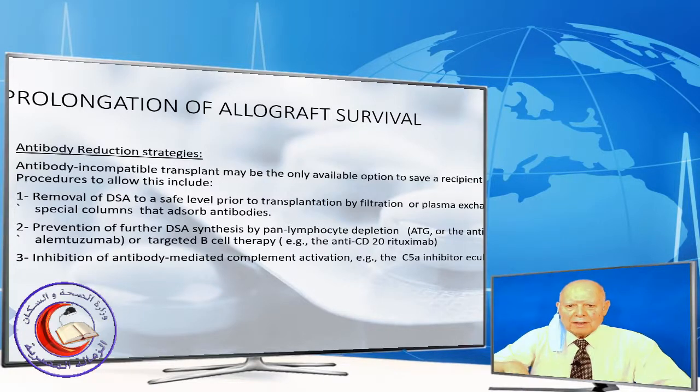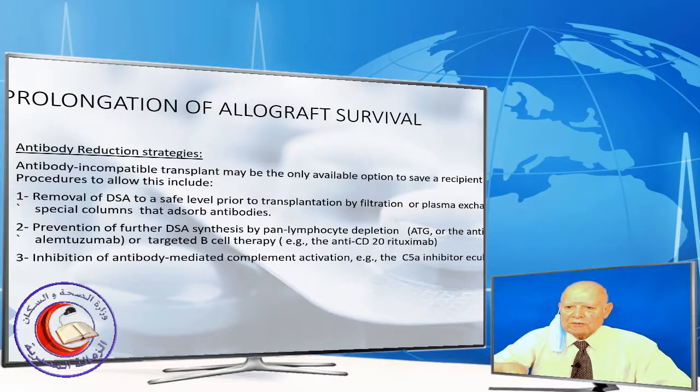So if we have a method to deplete B cells only and leaving T cells intact, the T cells may still recognize HLA presented by antigen-presenting cells and stimulate B cells to produce antibodies against them.